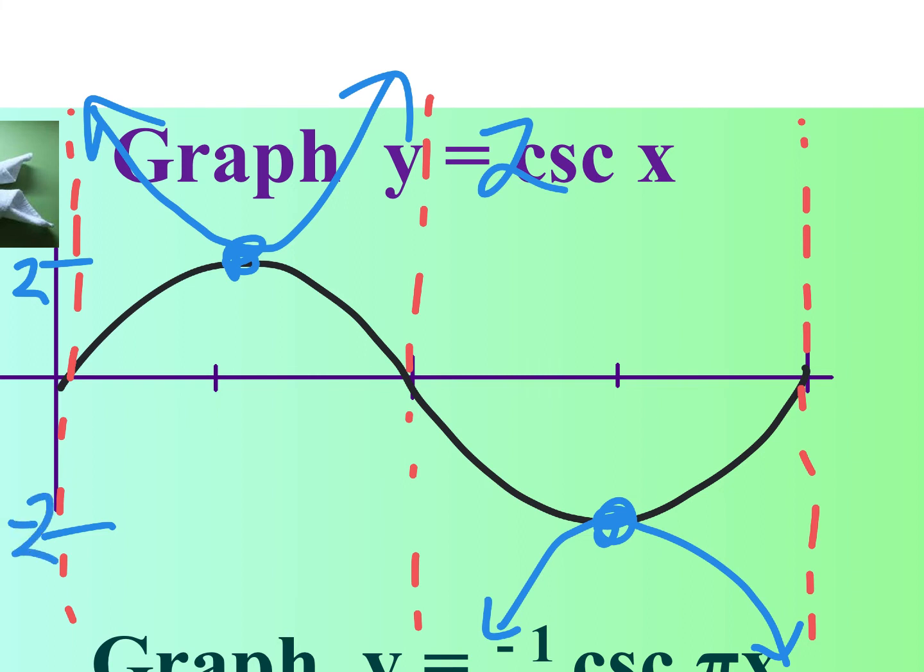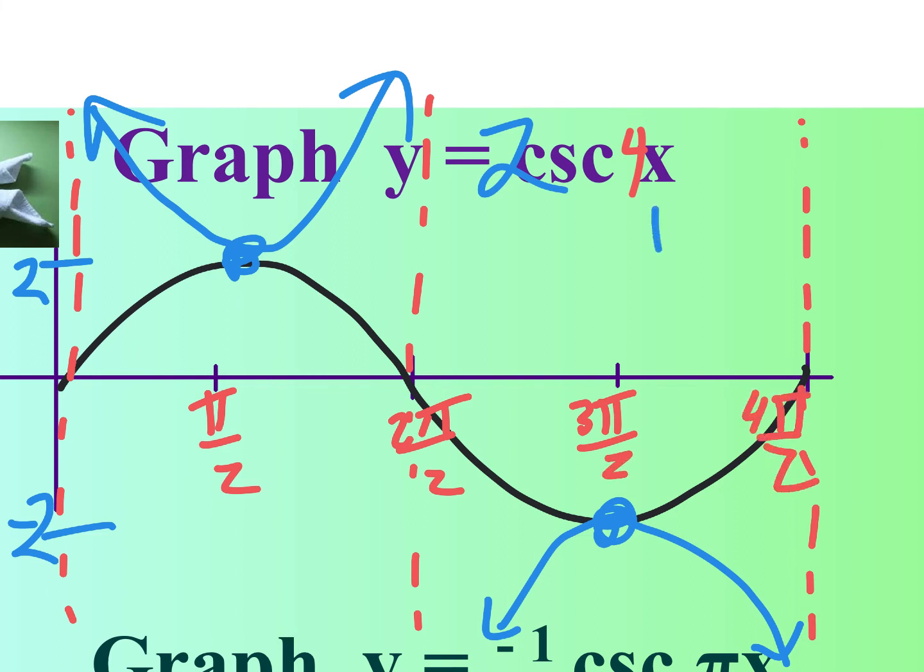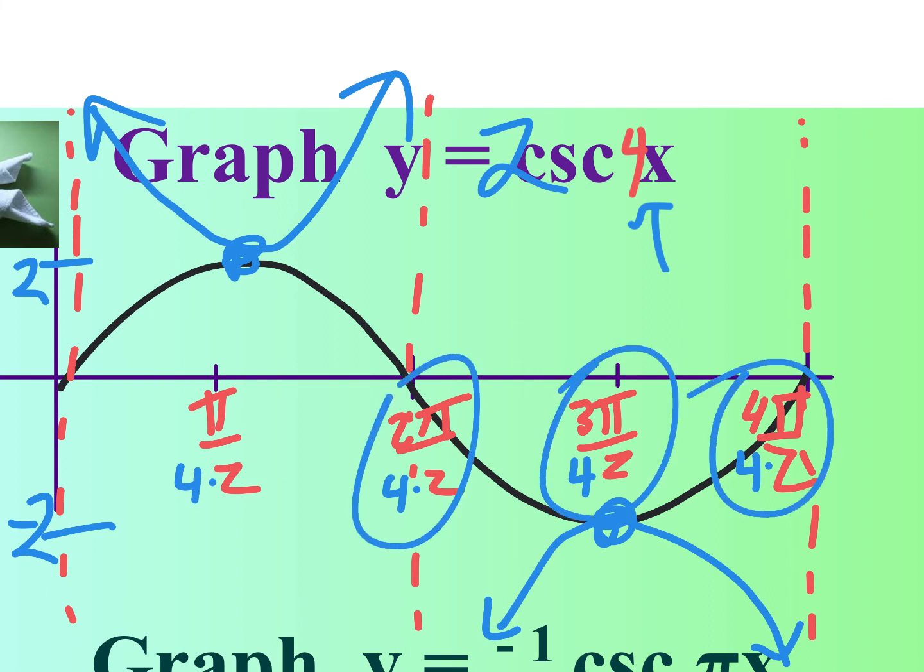What if we throw a 4 theta in there? Well, this was pi over 2, 2 pi over 2, 3 pi over 2, and 4 pi over 2. And now I have to times everything, just like the last one, times everything by 4, or sorry, divide everything by 4, because it's on the inside, you don't trust it. So put a 4 in the denominator of everything. And now it's pi over 8, 2 pi over 8, 3 pi over 8, 4 pi over 8.